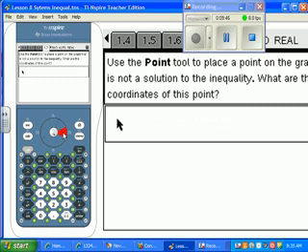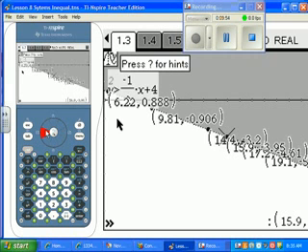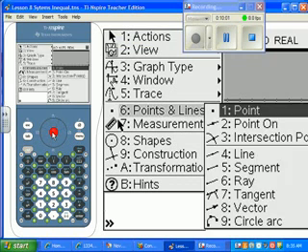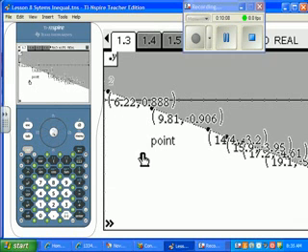Okay, so use the point tool to place a point on the graph that is not a solution to the inequality. What are the coordinates of these points? All right, so go back to your graph. Where are you going to find the point tool? Points and lines, point, and you're going to put a point somewhere that's not a solution. And where am I going to find a place that's not a solution? In the not shaded part.